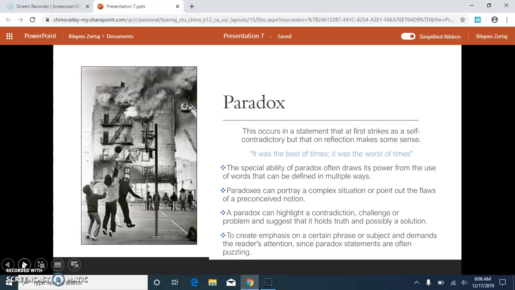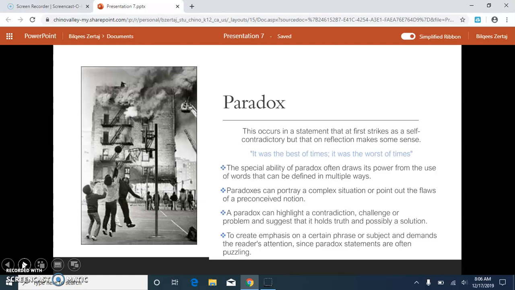A paradox. This occurs in a statement which first strikes someone as self-contradictory, but on further reflection makes sense. The special ability of a paradox often draws its power from the use of words that can be defined in multiple ways. Paradoxes can portray a complex situation or point out the flaws of a preconceived notion.